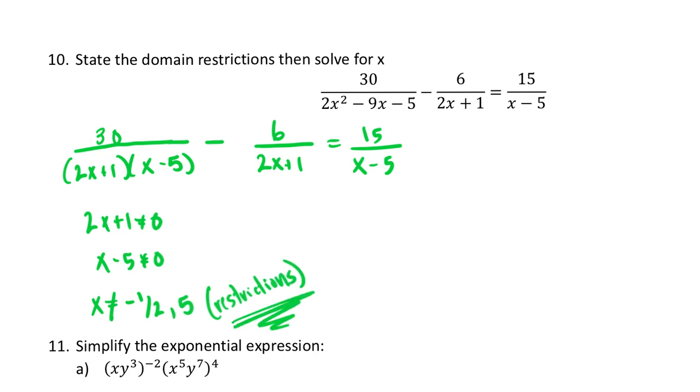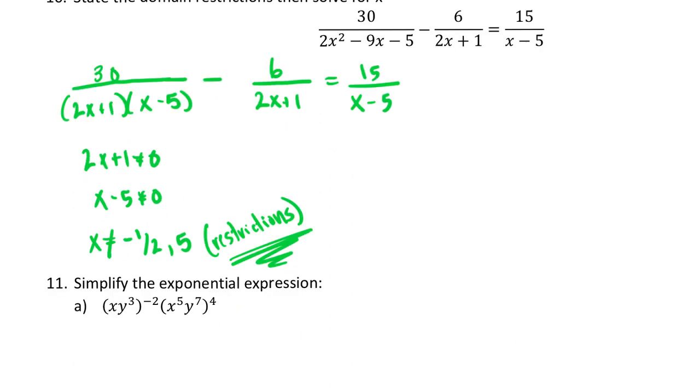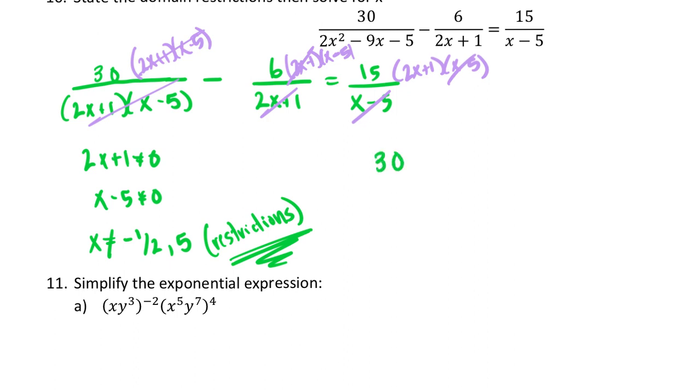Okay, so from here, we're going to multiply our entire equation by the LCD, which is (2x plus 1)(x minus 5). So we're going to multiply this by (2x plus 1)(x minus 5), this by (2x minus 1)(x minus 5), and this one by (2x plus 1)(x minus 5). And what that does is it gets rid of our denominators. So our denominators should cancel all the way out. So we are left with 30 minus 6 times (x minus 5) equals 15 times (2x plus 1).